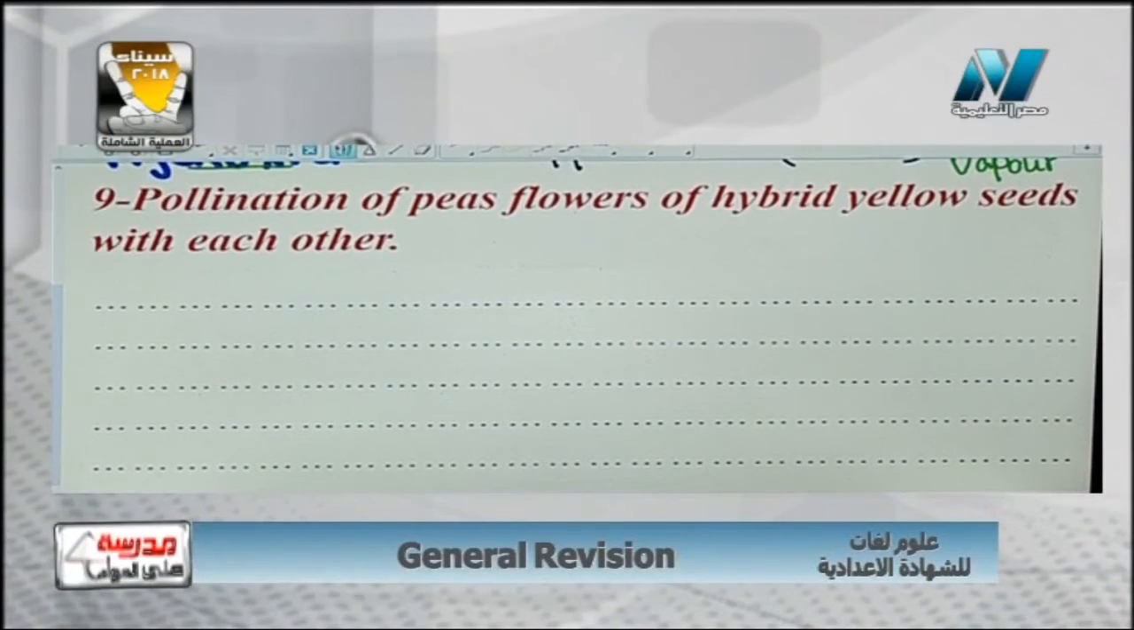هنا عندنا problem او what happens but we answer by using parent, gametes and F1. هنا بيقول لي pollinated pea flower hybrid yellow. نبص كده مع بعض hybrid yellow seeds with each other. خلي بالنا من كلمة hybrid يعني not pure يعني one capital one small and we know yellow seed is dominant with each other. طب يبقى هعمل parent, gametes, F1.